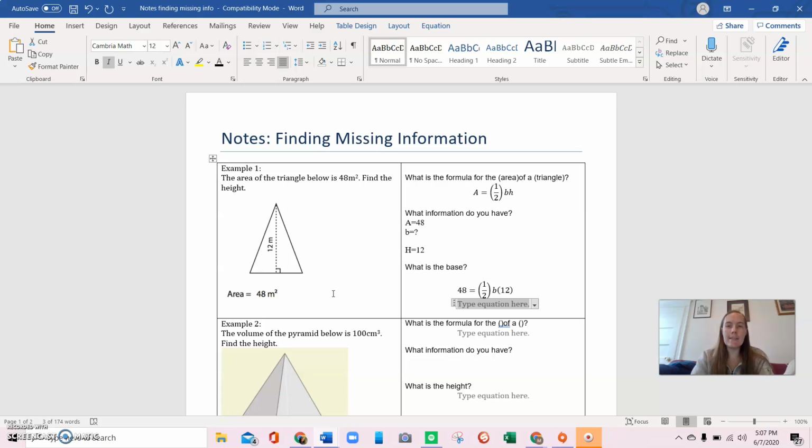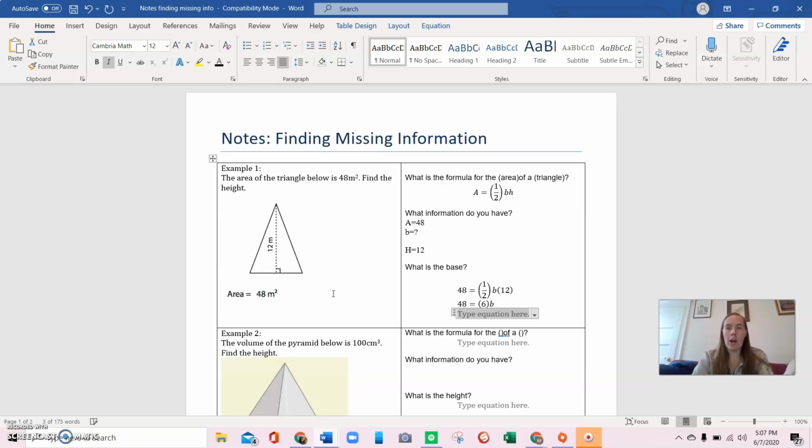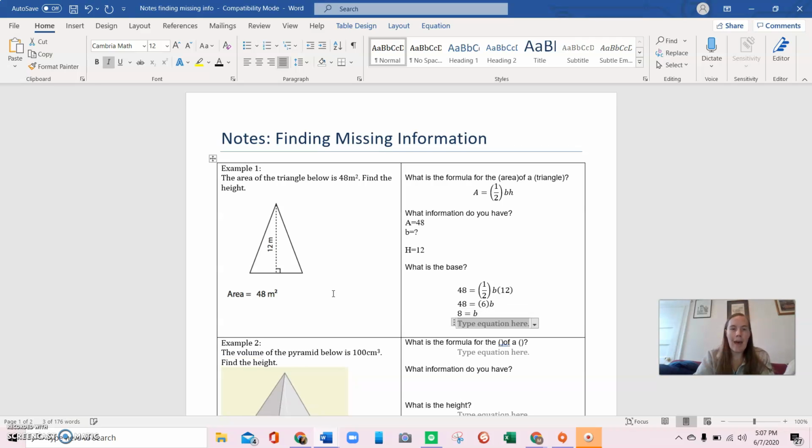So when I solve for B, first, what should I do? I have 48 equals, I'm going to do 1/2 times 12. That would give me 6 times B. All right, now what do I do to get the B alone? I divide. So I'm going to get out my nifty calculator. You can always go to Desmos or whatever. So I divide 48 divided by 6, and I should get 8 equals B. So that means my base is 8 meters.